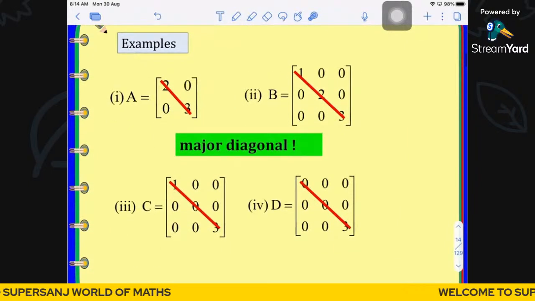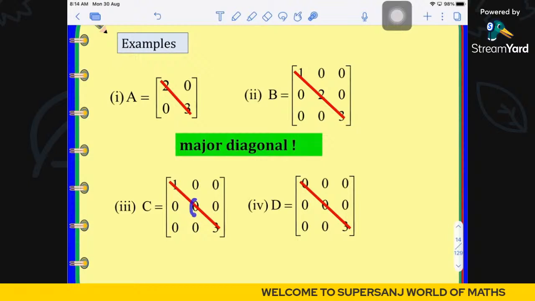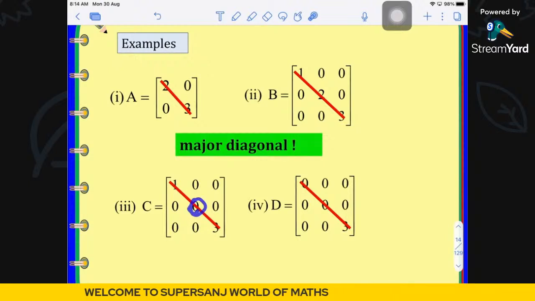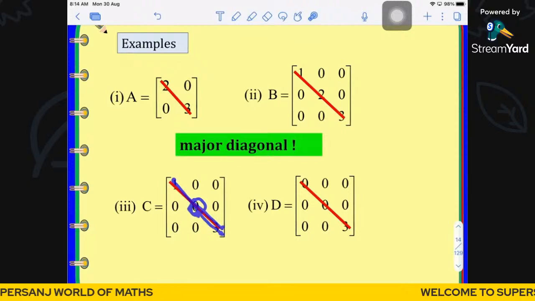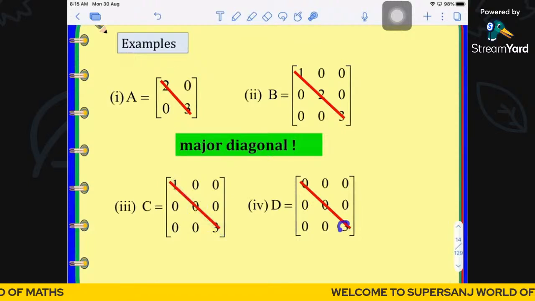C here also is a diagonal matrix, but even though one of the elements over here is 0, that is not a problem. It cannot be that everything is 0. If everything is 0, then it becomes a 0 matrix. For example, for D here, if this becomes 0, then this will be a 0 matrix. Understand?